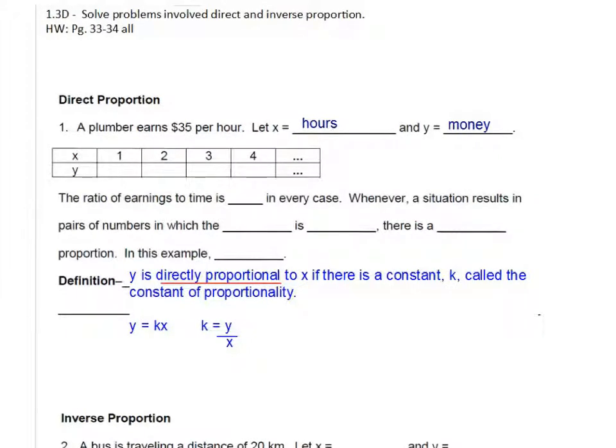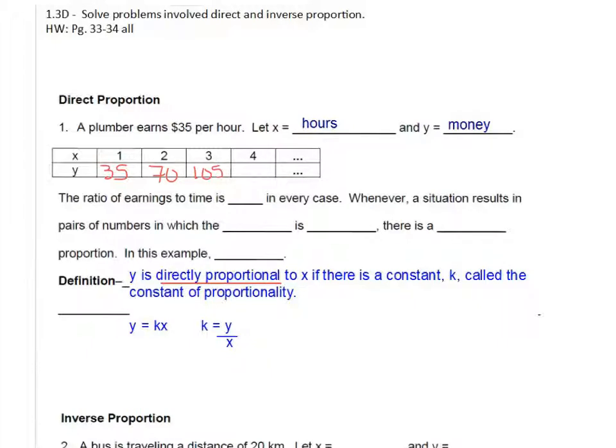So today we're going to be talking about direct and indirect or inverse proportion. So let's start with direct. If a plumber earns $35 per hour, we're going to let X be hours and Y be money. So if they work 1 hour, they earn $35. If they work 2 hours, that's $70. 3 hours, $105, and so on.